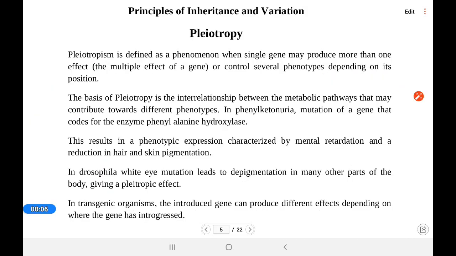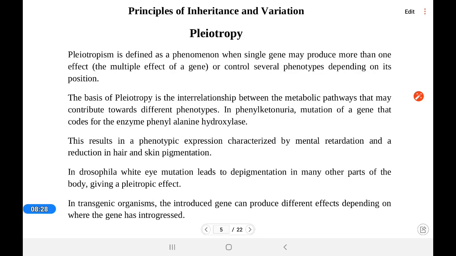Next is pleiotropy. This topic is not in the book, but it is there in the syllabus and the supplement sets, and here you can see the supplement. Okay, now what is pleiotropy? Pleiotropy is a phenomenon in which one gene controls more than one phenotypic expression.